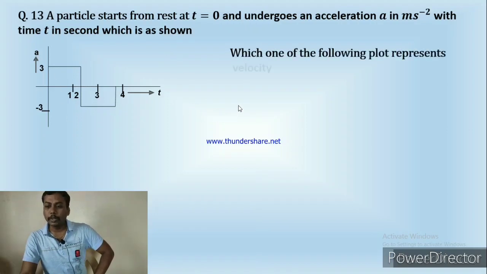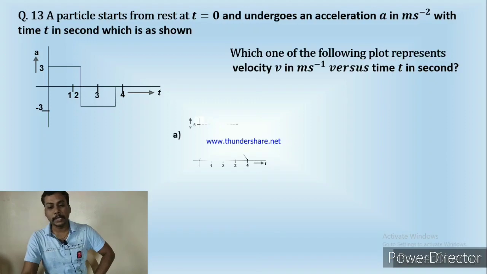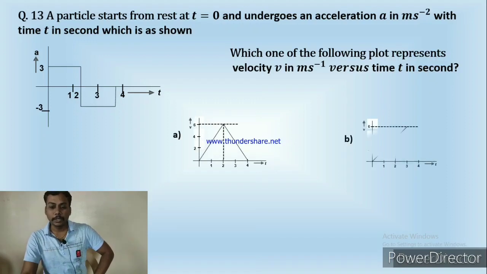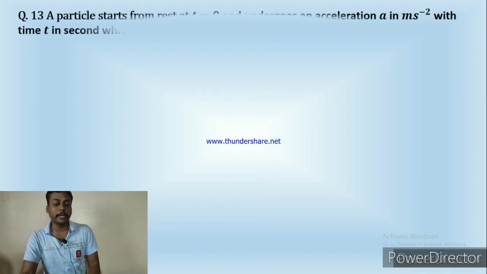Now, which one of the following plots represents velocity v in meter per second versus time t in second? Options are, this is A, option B is there, option C is there, and option D is there. So 4 graphs are given here and we have to plot a correct graph for this condition. So let's see which one is correct here.